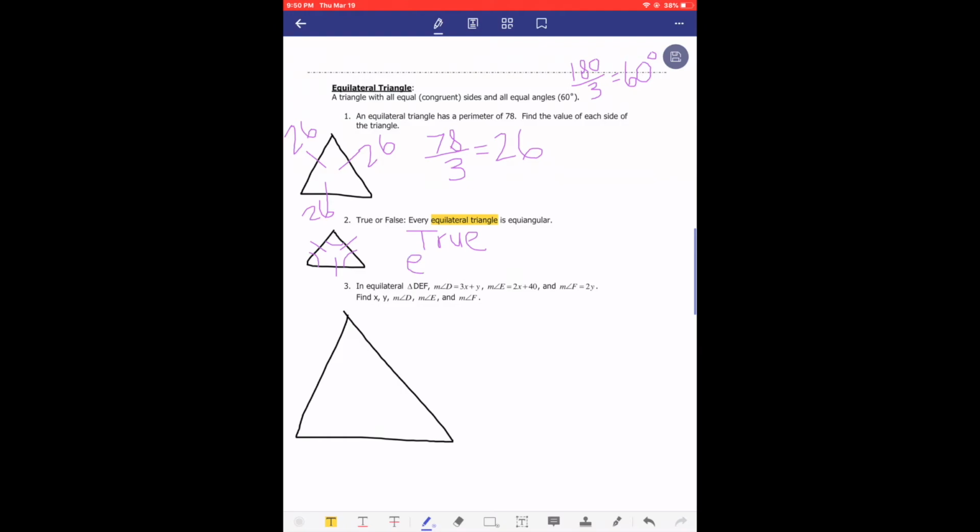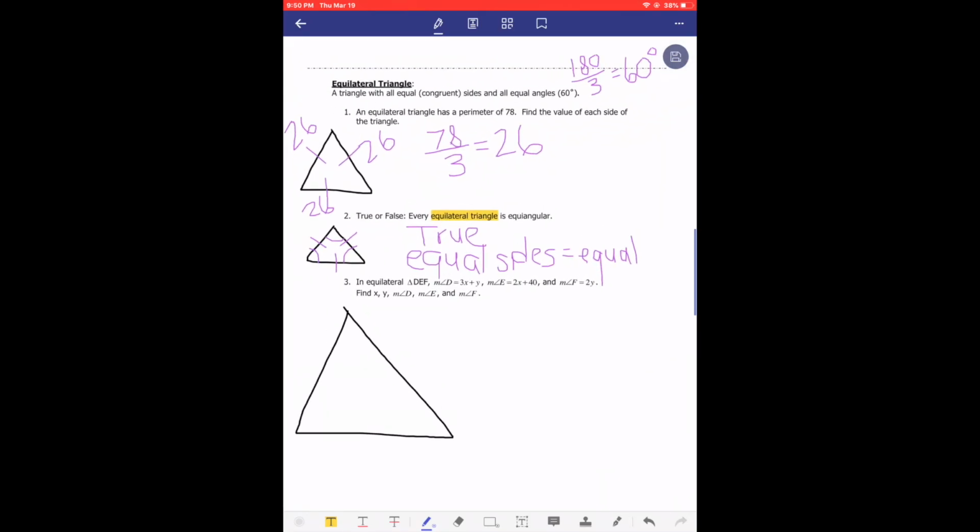We can write: equal sides equals equal angles.